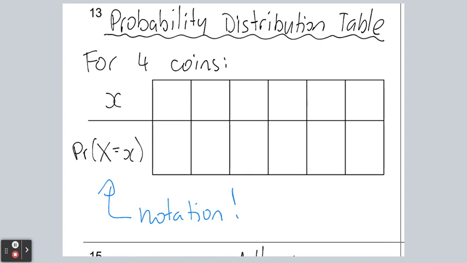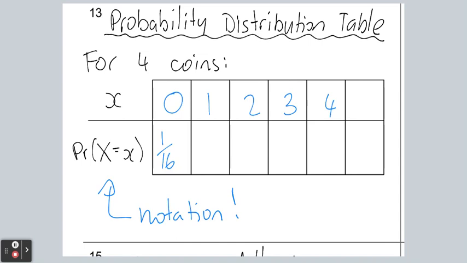I'll do it in a different color so you can see it. 0, 1, 2, 3, 4. I've got an extra column there. Doesn't matter, sorry about that. The probability of x equaling little x is now saying, what's the probability of getting no heads? Well, there was one way of getting no heads, so that would be 1 in 16, because there were 16 outcomes in total.